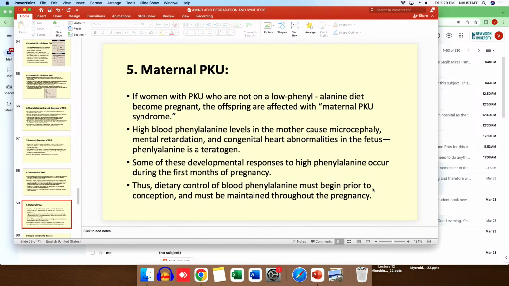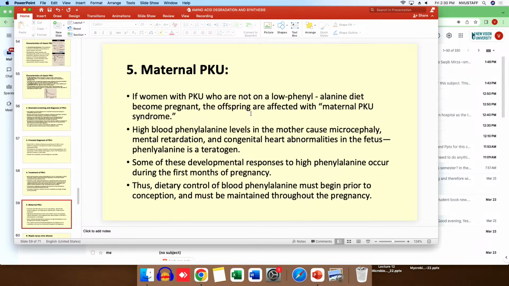Why is that dangerous for the baby? Because it can cause maternal phenylketonuria syndrome, and babies might be affected if the mother does not control her level of phenylalanine in the body. I mentioned diet, yes, but this diet with timely watching of the phenylalanine level. We have to watch the phenylalanine level all the time.